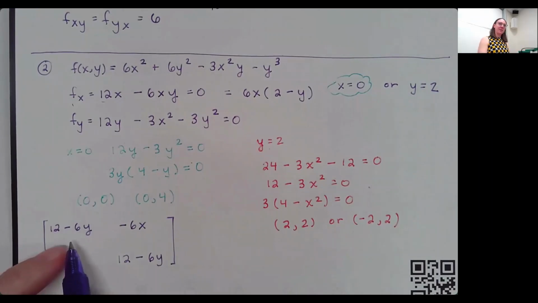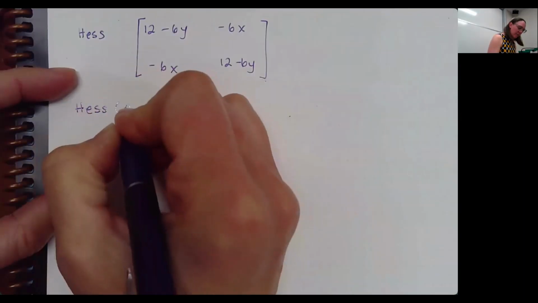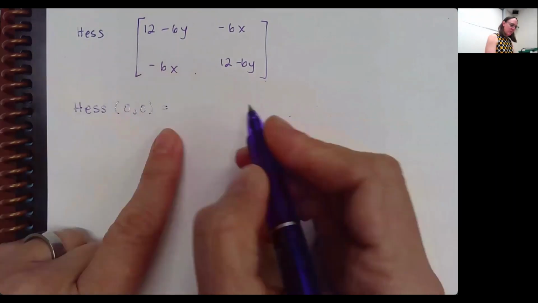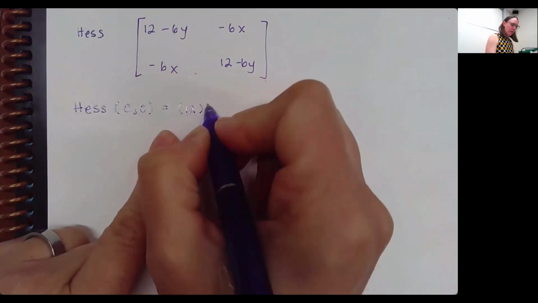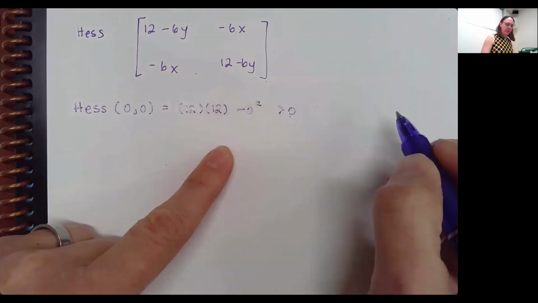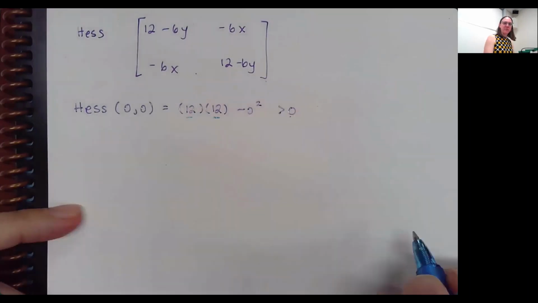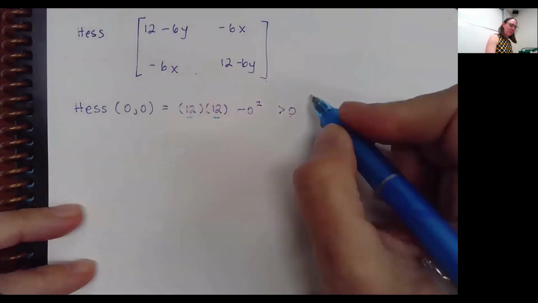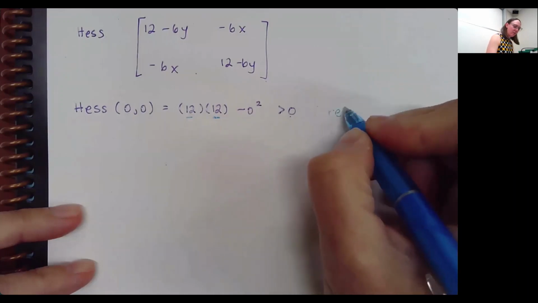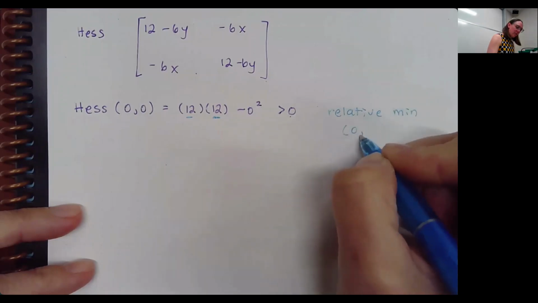It just so happens that I chose a function where the second partial with respect to x and the second partial with respect to y happen to be the same. So when we're at 0, 0, this would look like 12 times 12 minus 0 squared. That is definitely positive, and both of my second derivatives are positive. So I know that means we're concave up, and this is a relative min at 0, 0.